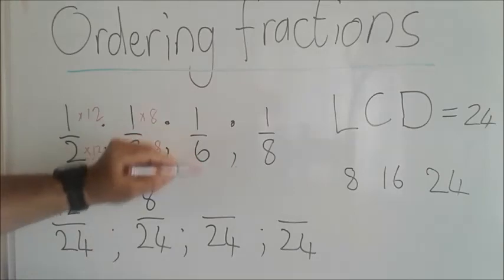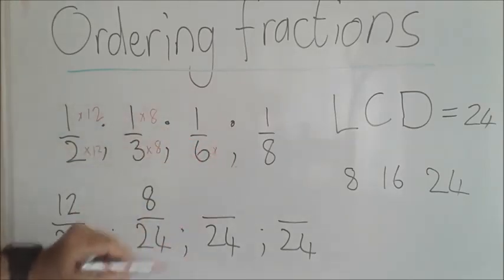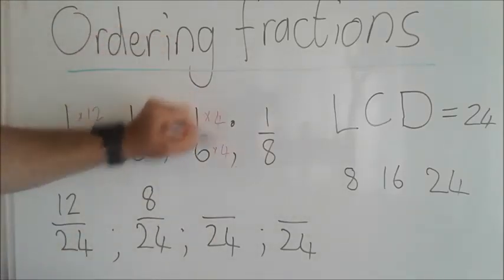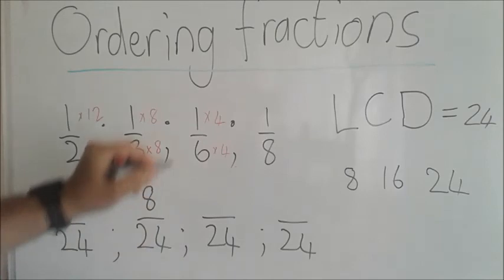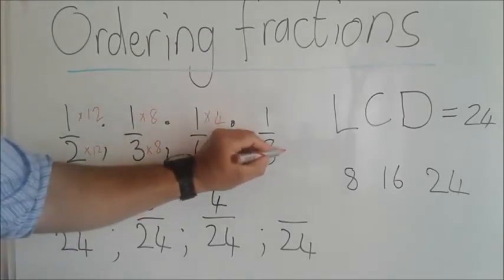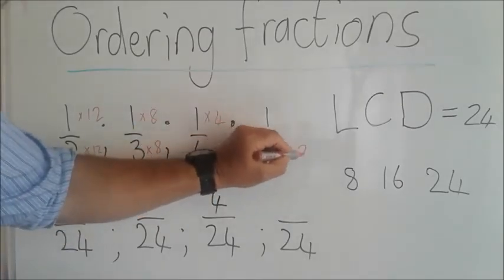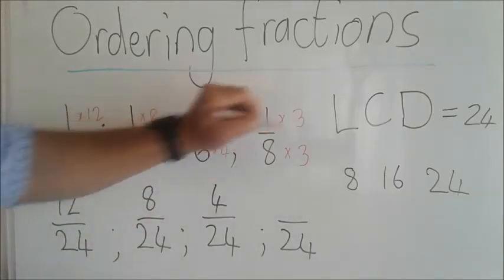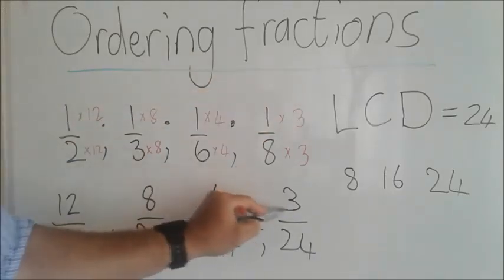What did I do to 6 to get 24? I times it by 4. What I do to the bottom, got to do to the top. So 1 times 4 is 4. What did I do to the 8 to get to 24? I times it by 3. What I do to the bottom, I got to do to the top.